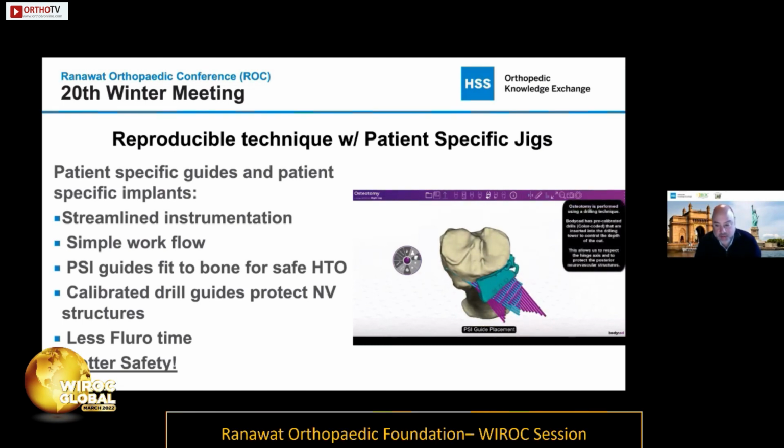This technology uses calibrated drill bits, so it doesn't cook the bone. So you need much less fluoro time. And my healing rates with a drill bit technology versus saw technology is significantly improved. So you have more safety in terms of your neurovascular structure, you have less fluoro time, and you have better healing time because it's drill bit technology, not saw technology.